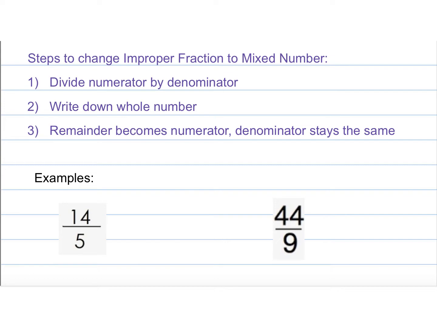So we're going to take 14 and divide it by 5. So 14 divided by 5, it'll divide in there 2 whole times. Now 2 times 5 is 10, so that means that the remainder, the 4 left over, becomes our numerator, and our denominator stays as fifths. So 14 fifths is equal to 2 4/5.